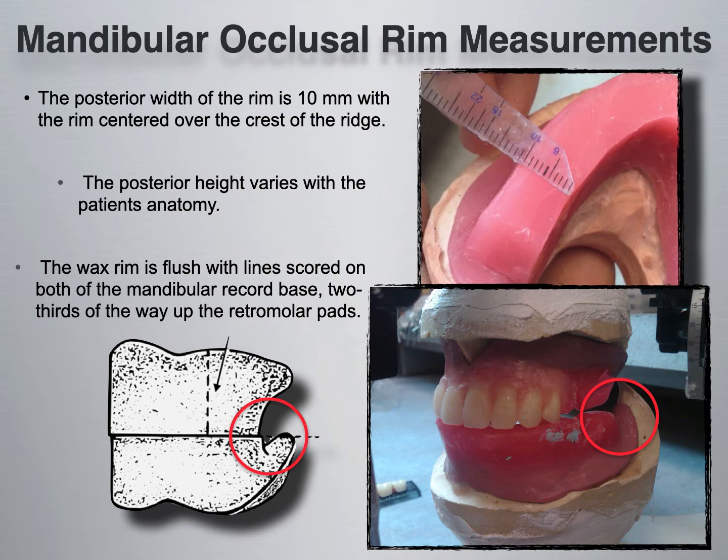So as you see, the posterior occlusion rim, once again, does not have a numbered average measurement. It is more an area. Each patient will differ because everyone has different shapes of anatomical landmarks. Their whole anatomy is all different. So the general rule is that the posterior height of a mandibular occlusion rim should not exceed 2/3 the way up the retromolar pad areas. Okay.